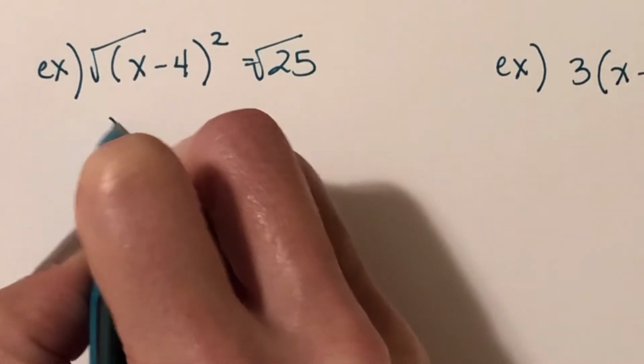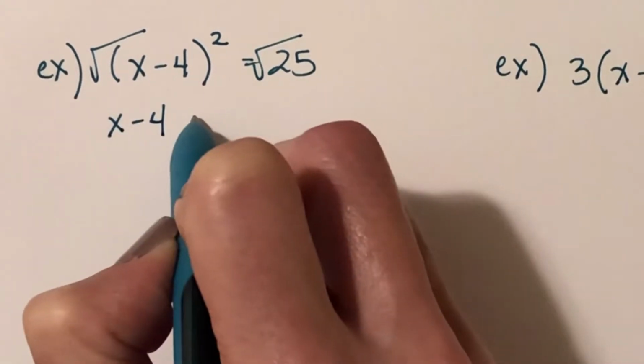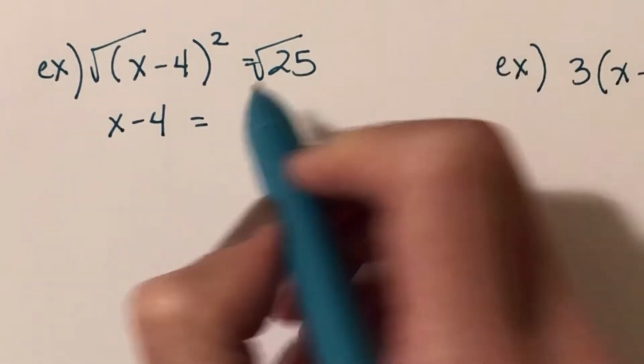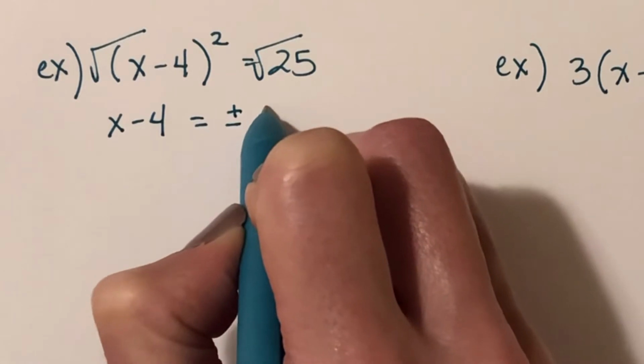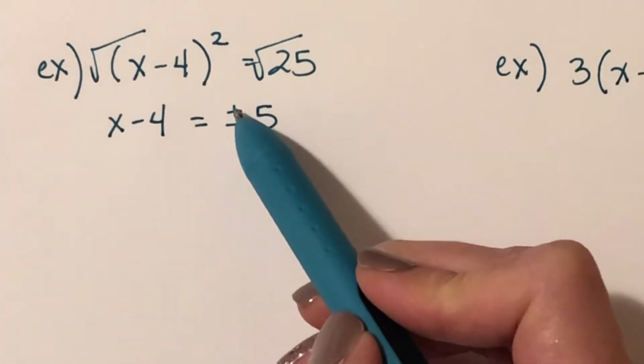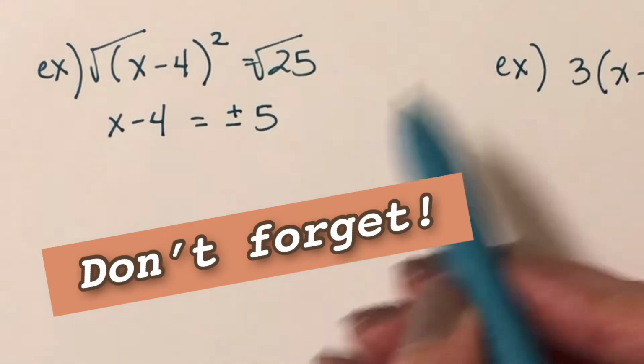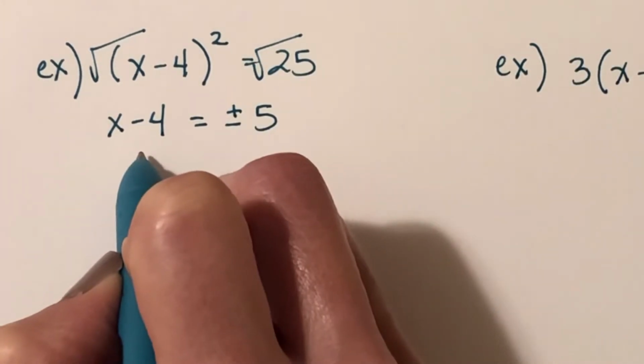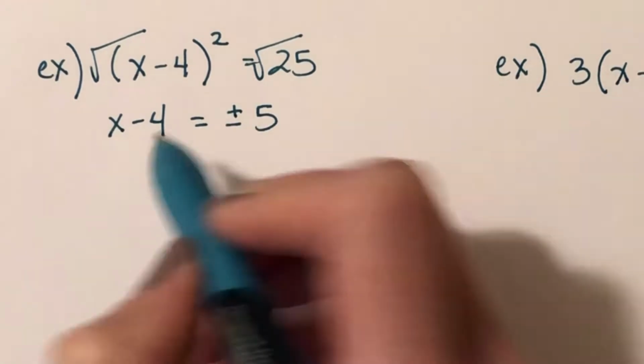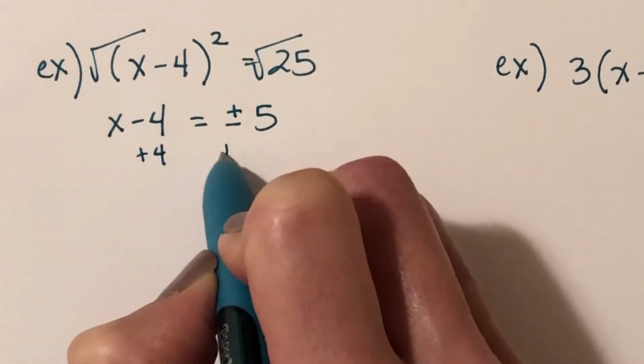And I'm going to get x minus 4 on the left side, and the square root of 25 is going to be positive and negative 5. We have to remember to take the positive and negative when we're taking the square root of a number. I still want to get x by itself, so I'm going to add 4 to both sides.